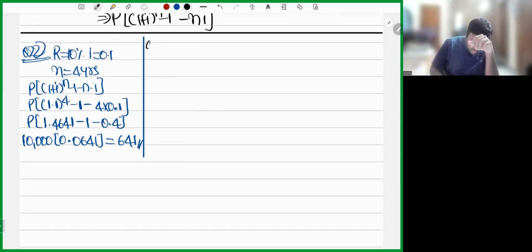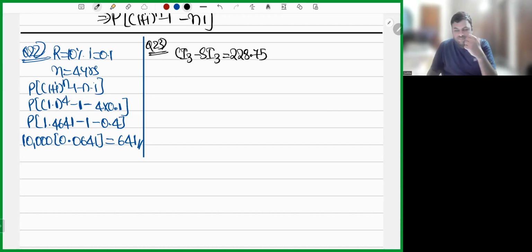Let's start question number 23. The difference between SI and CI at a certain sum of money for 3 years at 5% is 228.75. Difference between compound interest for 3 years and simple interest for 3 years is 228.75. What he's telling, what is the formula? P I square into (I plus 3) is equal to 228.75.